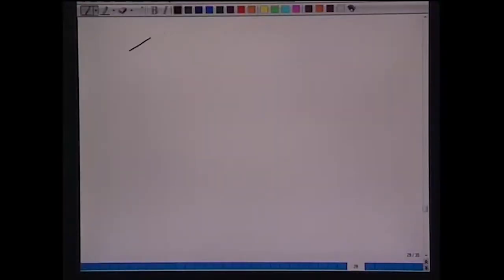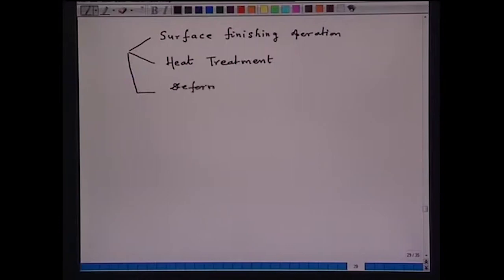these properties I can classify into three types of operations. One is the surface finishing operations, that is where for some applications only surface properties are to be modified, and second is the heat treatment, and third is the deformation processing. These are the three different technologies which can be used to proportion the number, size and size distribution, morphology of the phases to obtain a material for a particular application.